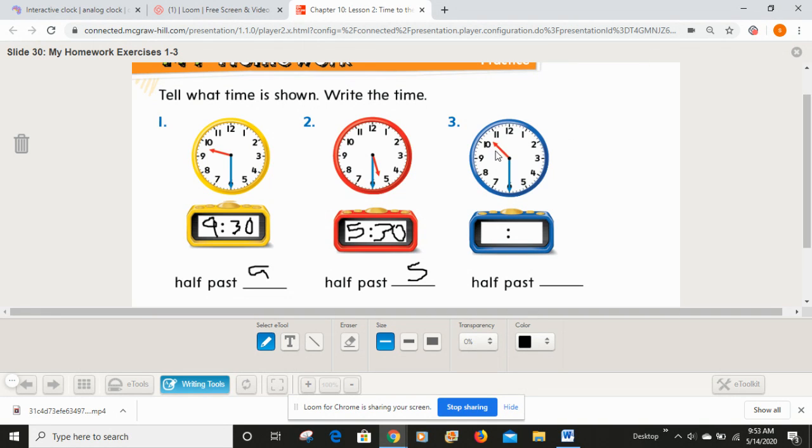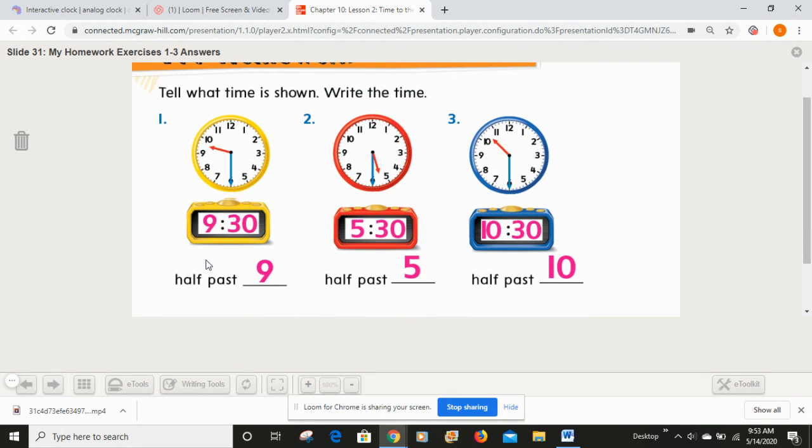All right, last one here. My hour hand is past the 10, but not to the 11. So I know that my hours is still going to be 10. My minute hand is not at the top, it's at the bottom. So that's 30. And we can say that it's also 10:30. All right, let's check our answers to make sure we have that correct. Sorry about the 9 here. It's not a very good 9, but all right, there we go. 9:30, 5:30, 10:30.